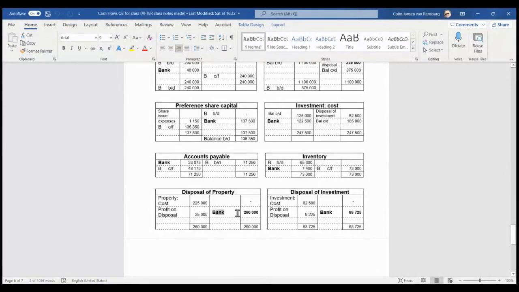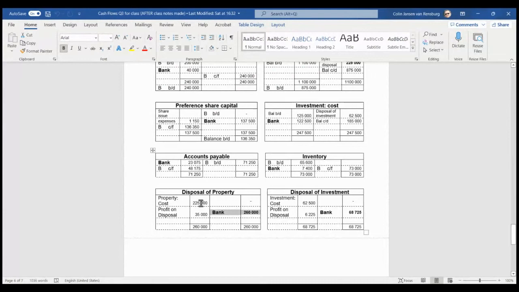If they didn't tell us that figure, ladies and gentlemen, this is actually why I'm doing this song and dance, right? Why I'm giving you this extra information. If they did not provide you with that, if they didn't tell you in the additional information that it was sold for 260,000, then you would have had to reconstruct these accounts as we've now seen. Then that figure would not have been known.